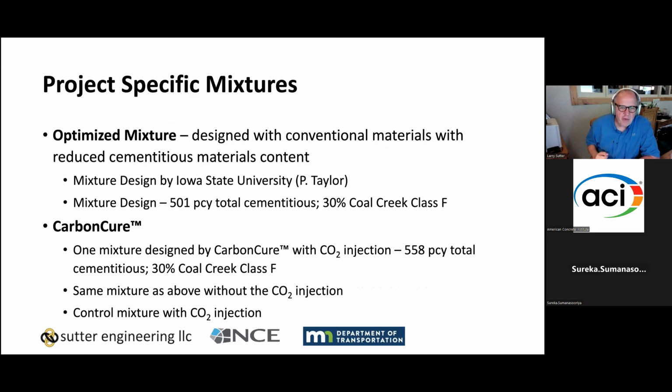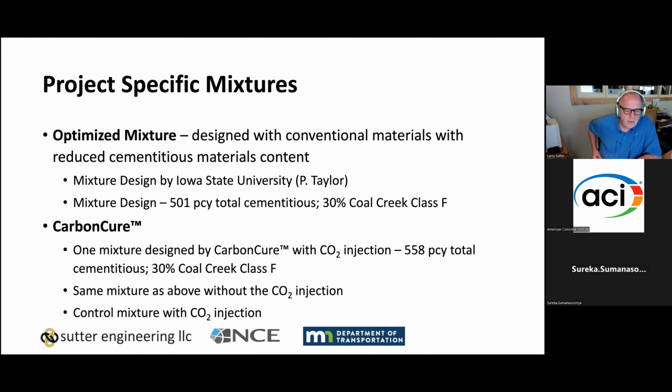The optimized mix was prepared by Iowa State University, and they got it down to 501 pounds per cubic yard total cementitious. Again, still had 30% Coal Creek Class F ash. So they took the 570-pound mix, and just through optimization of the aggregate structure, they were able to get it down to near 500 pounds per cubic yard total cementitious. So that's a significant reduction in cementitious content.